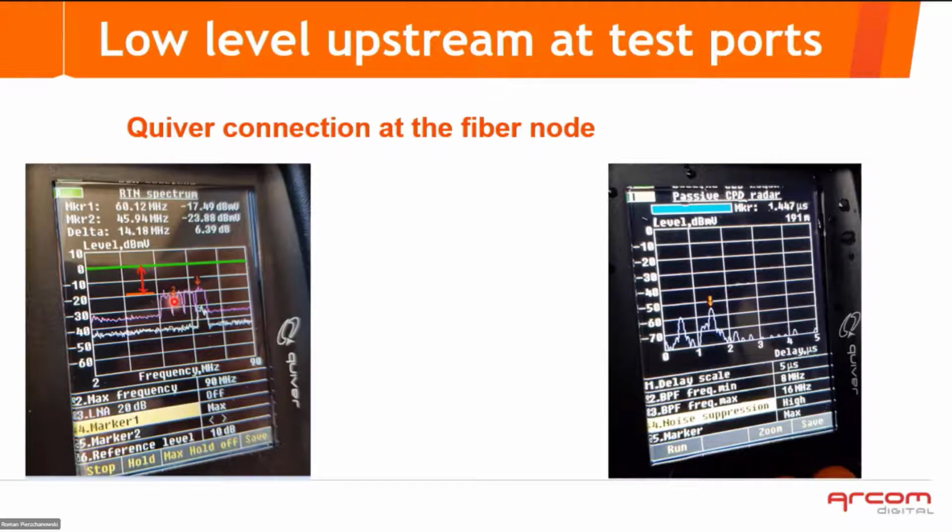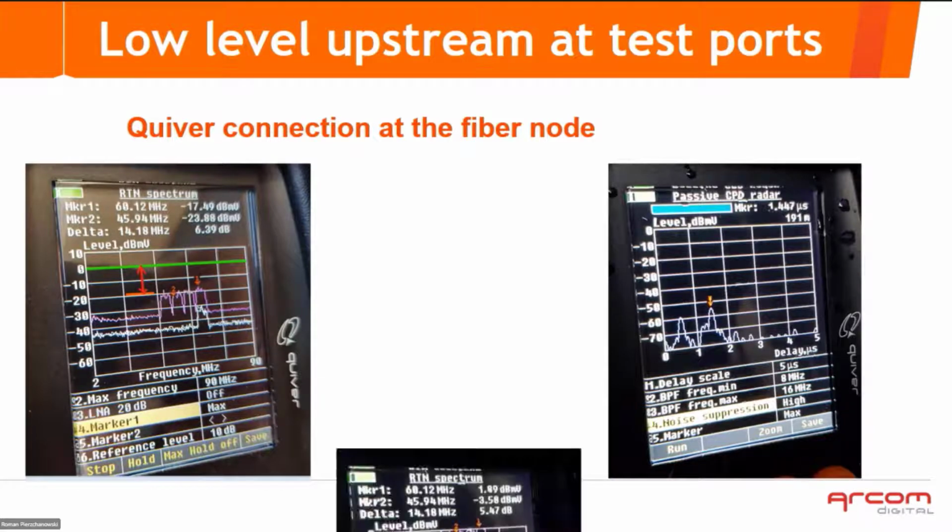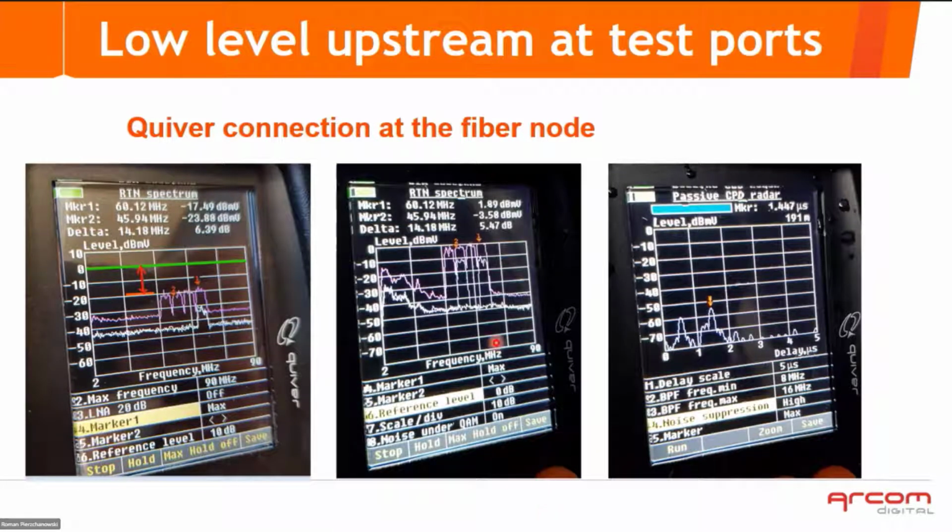We came to the fiber node, connected the meter. The level at the test port was reaching in max hold only minus 20 dB. You can see it here. To match the levels with the monitoring systems there, we were missing 20 dB. And we've applied this 20 dB.